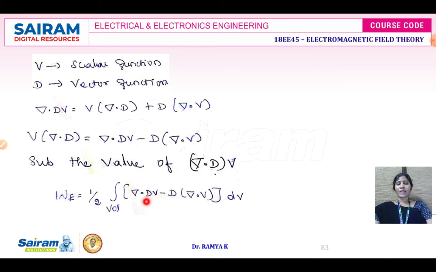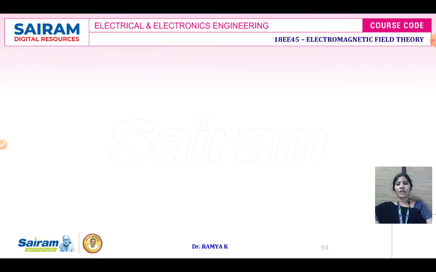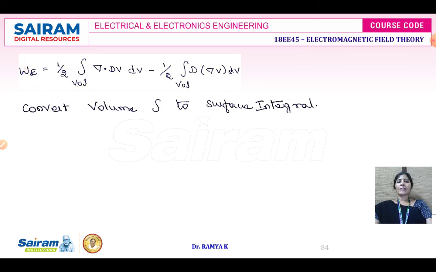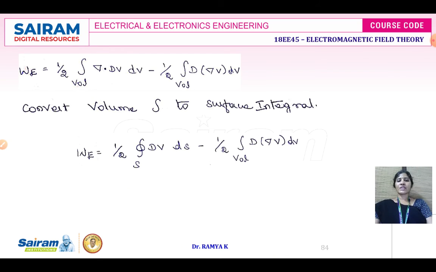When you simplify, as the volume shrinks to 0, we know that divergence dot D is equal to rho V, and if you apply it, we will get two integrals. One is with respect to volume and this is also with respect to volume. This volume integral can be converted to a surface integral by applying Gauss's divergence theorem. When you convert, you will get integral over the closed surface VD dot dS plus half integral over the volume D dot del V.